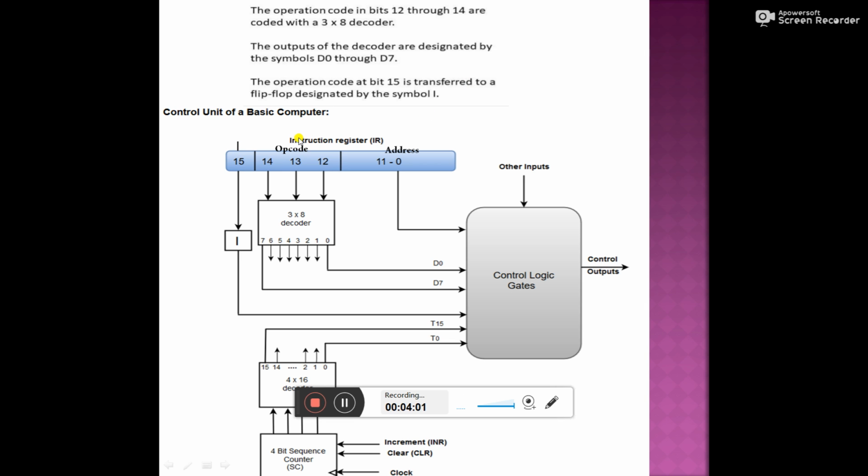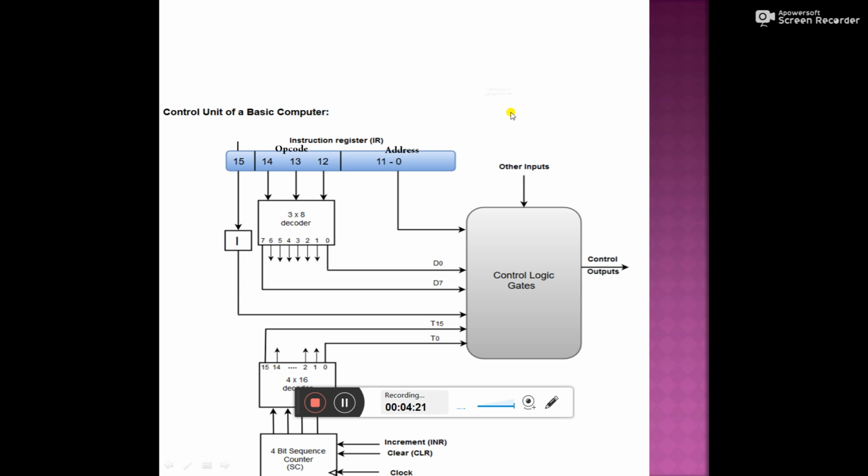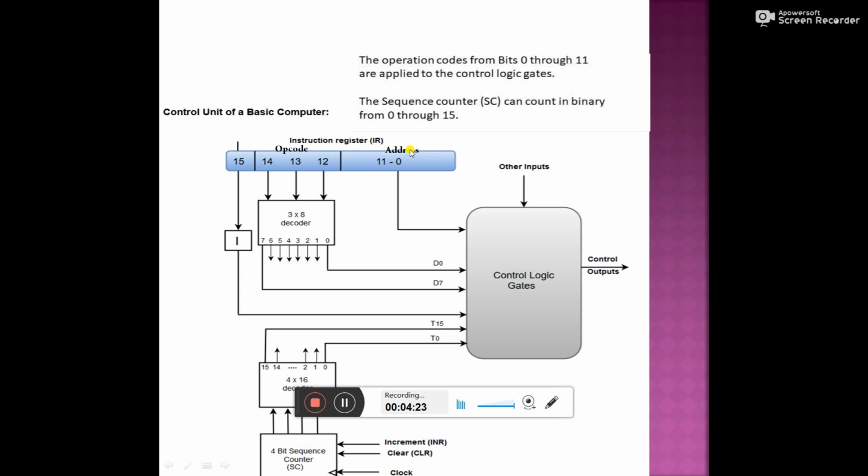The operation code in bits 12 to 14 is decoded with the 3x8 decoder. The outputs of the decoder are designated by the symbols D0 to D7. Bit 15 is transferred to the flip-flop I. Bits 0 to 11 are applied to the control logic gates.